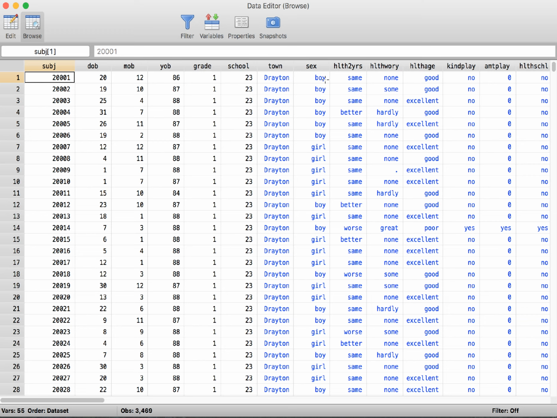Okay? So keep straight here that these blue cells here are not texts. They are actually Stata showing you the labels for the codes.